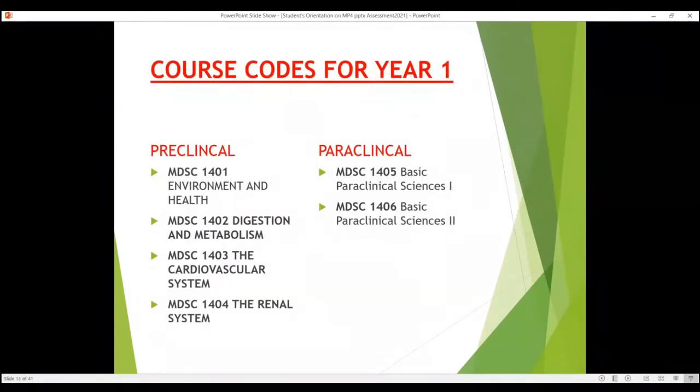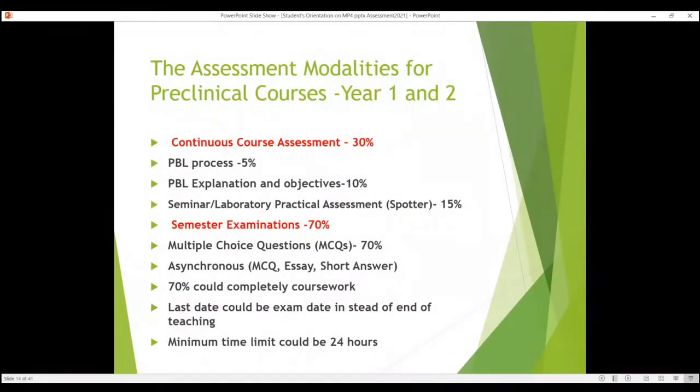Now, particularly year one medical students I am talking about, those who will be taking this course, particularly the MBBS, DDS, and DBM. These are the courses you will be offered in year one from both pre and paraclinical. In the preclinical year one and year two, 30% is continuous assessment. Out of these, PBL 5%, PBL explanation and objective 10%, seminar laboratory practical assessment 15%, and the rest will be 70% final exam.